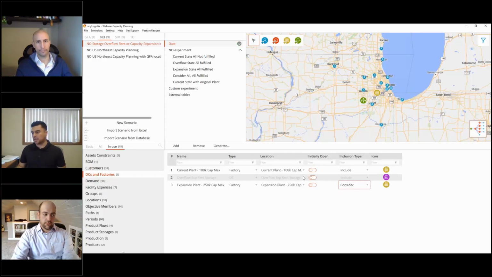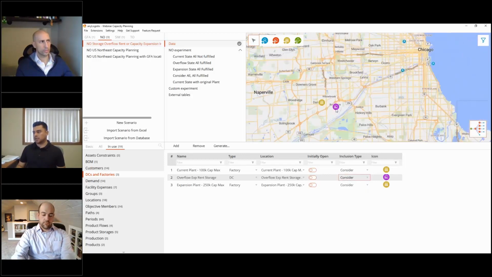So I'm going to consider that. I'm also going to consider staying with the 100K plant, just considering that storage size. But I'm also going to consider an overflow rent location, which is right next to it.